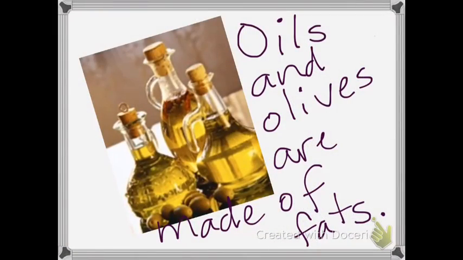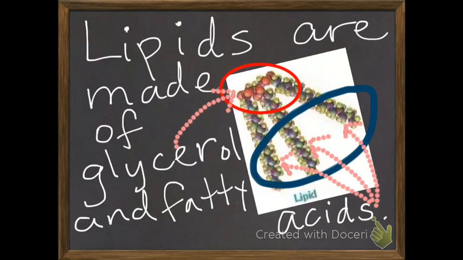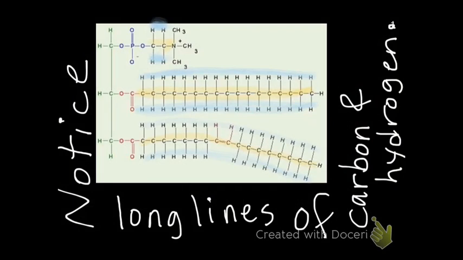Oils and olives are made of fats. Lipids are made of glycerol and fatty acids. Notice long lines of carbon and hydrogen. Lipids are linear.